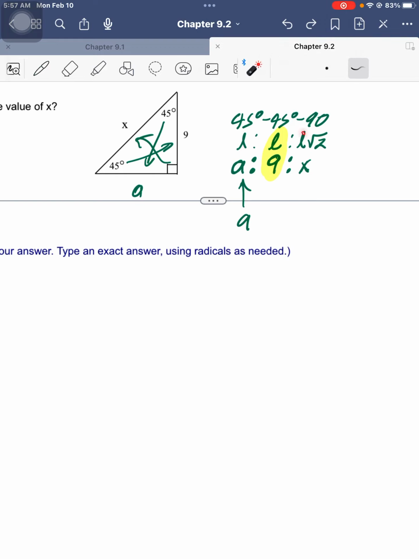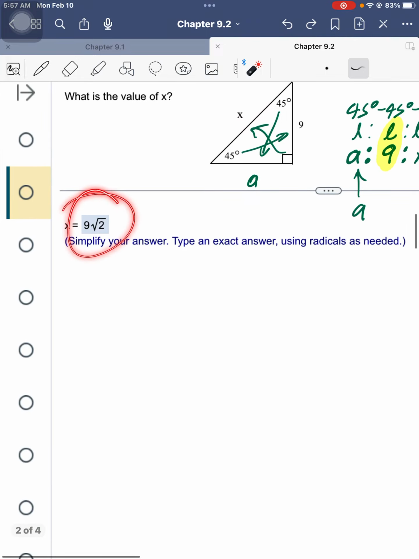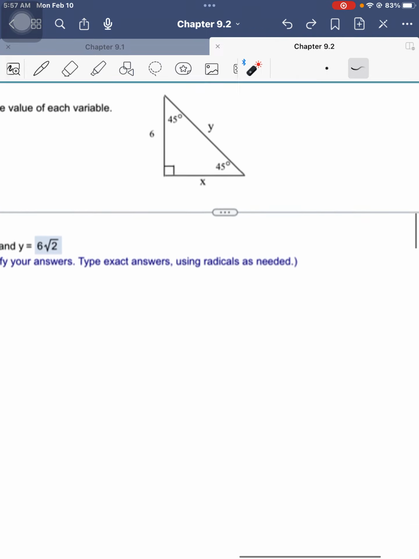And now this L is going to also be what? 9. So the answer should just be, this is going to go onto here. So x should equal 9 square root of 2. And that's what we got over here. Okay?